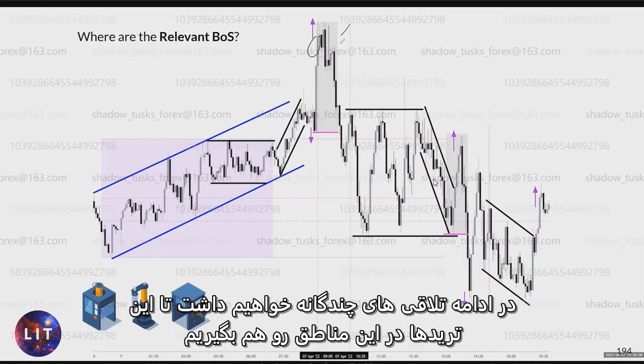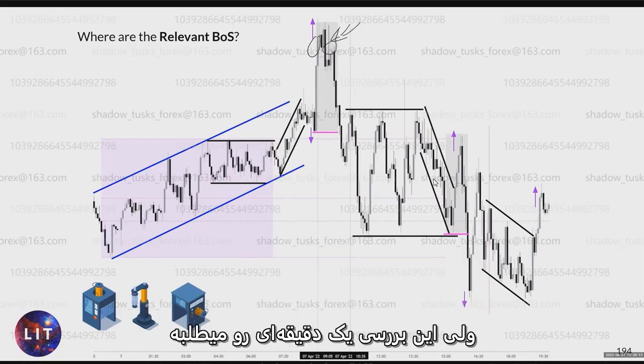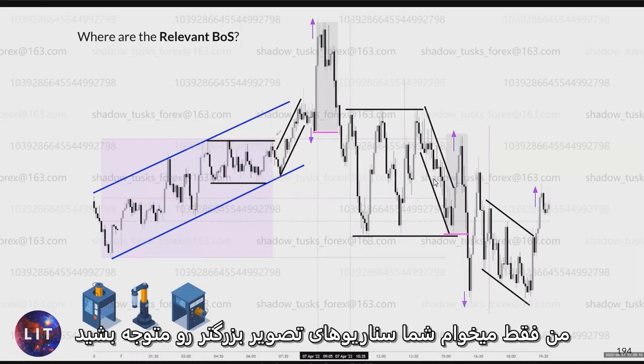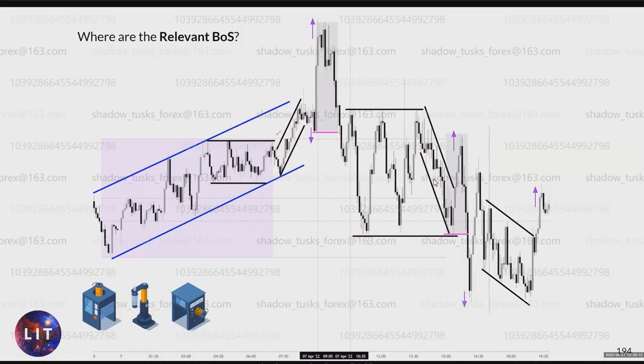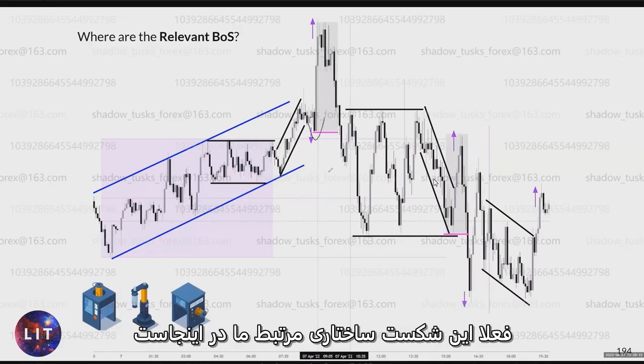You will have multiple confluences later to take these trades in these areas as well, but that's 1 minute stuff. We will not dig into this for now. I just want you to understand the bigger picture plays all over and over and over again. For now, this is our relevant breaker structure in here.